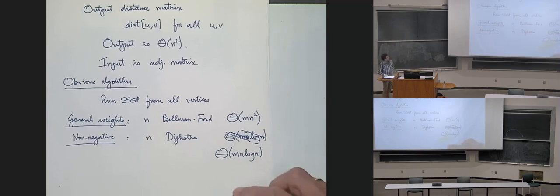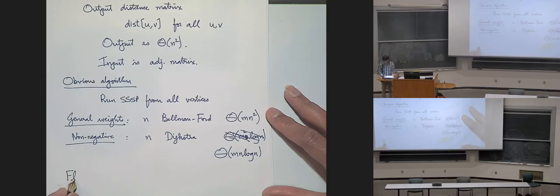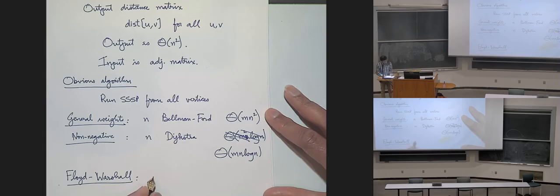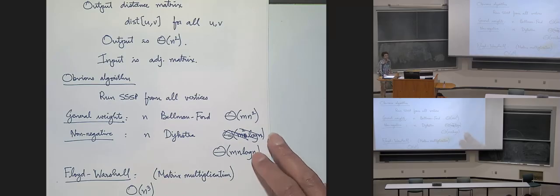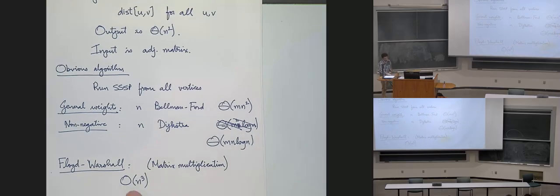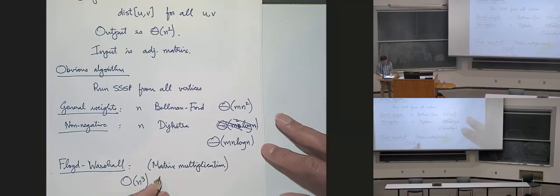And so what I'll give you is a dynamic programming approach called Floyd-Warshall, which uses some ideas from matrix multiplication. It's related to matrix multiplication in some ways, but it's basically just n cubed. Okay, so Floyd-Warshall will do it in n cubed time.